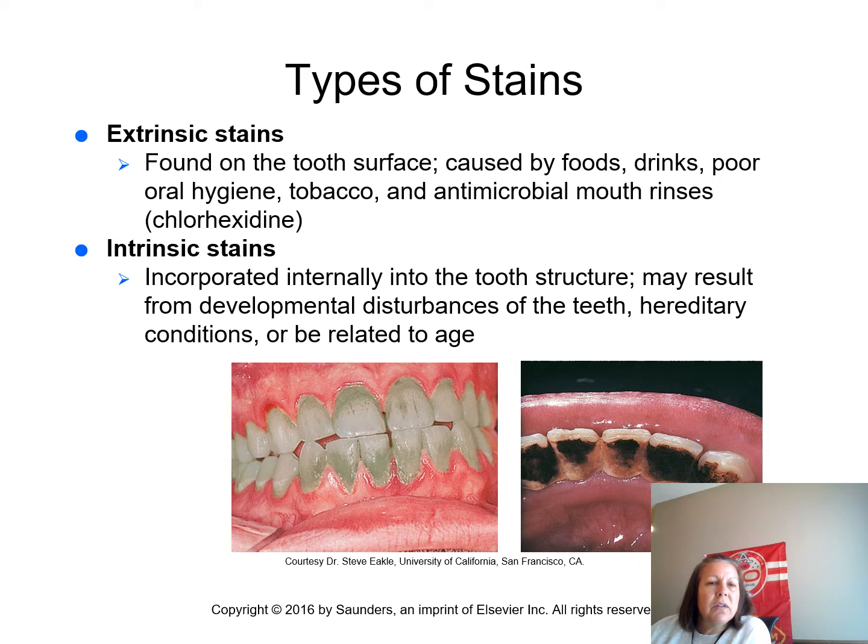Intrinsic stains are those stains that become more inside the tooth or over time are incorporated internally into the tooth structure. They could have been there all along if it happened during developmental disturbances of the teeth, such as tetracycline or just amelogenesis imperfecta or hyper or hypocalcification. Any of those things could have caused that. These can be hereditary or also related to age.